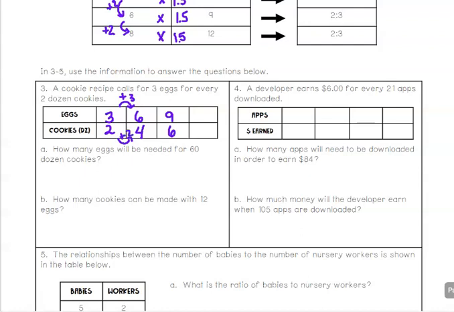And so on and so on. So if I add 3 again on the top, and if I add 2 again on the bottom. All right, so if I wanted to figure out how many eggs for 60 dozen cookies, there's a bunch of different ways you could do this, okay?